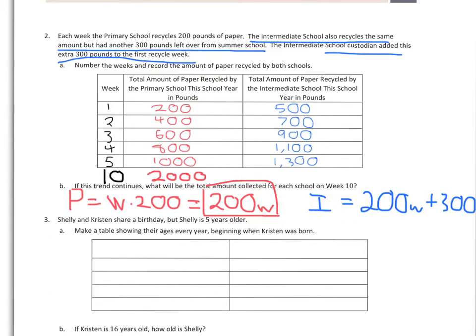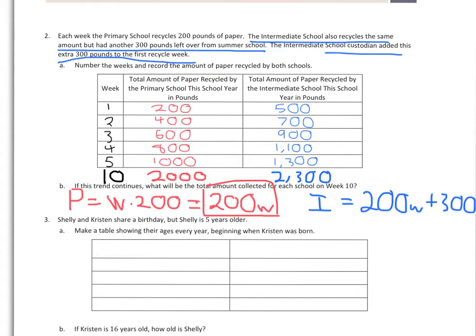And for the intermediate school, we can use this expression over here, or this equation, or this formula, really. The intermediate school is going to equal the amount that the primary school has plus 300. And that would be 200 times W, we already know that that's 2,000, so 2,000 plus 300 is 2,300.